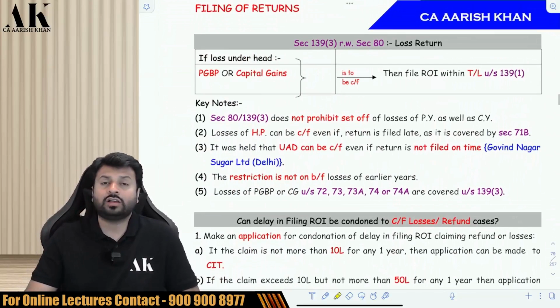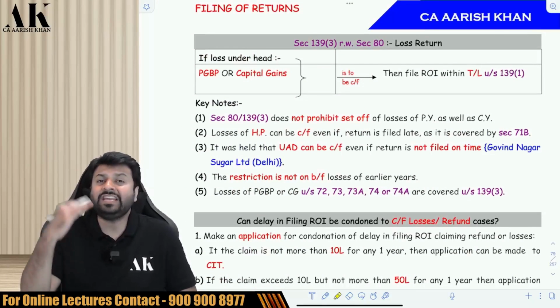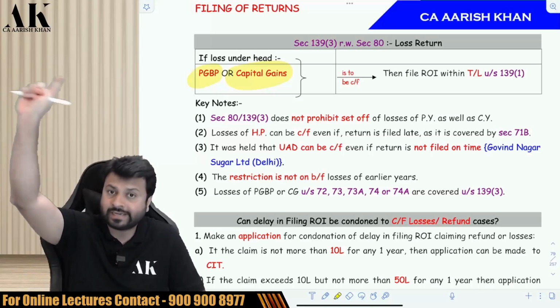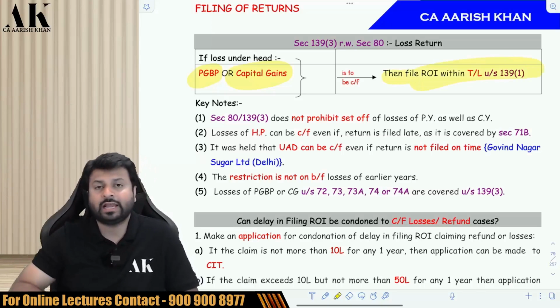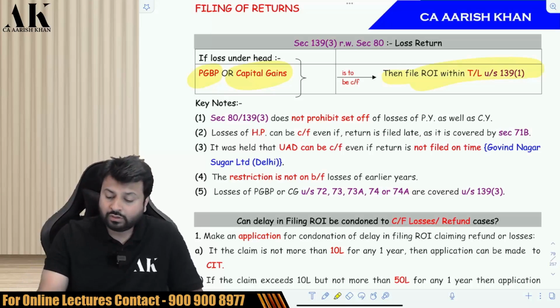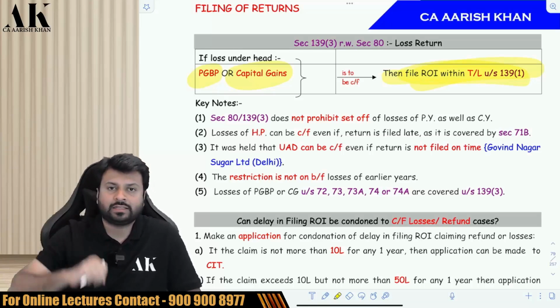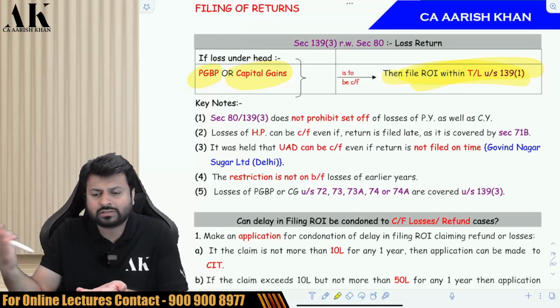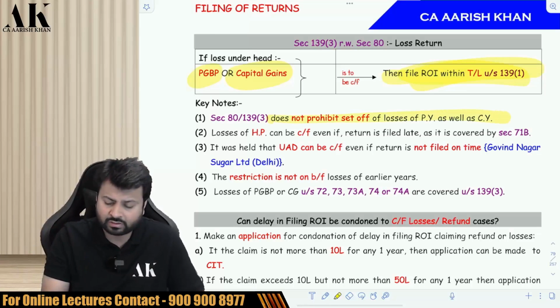139(3) will talk about loss return. If you want to carry forward a business loss or a capital gain loss, you want to carry forward and set off in next year, then file the return on time. File the return on time. If you want to carry forward and set off in next year, then file the return on time. Sir, what if I want to set off in the current year? If I want to set off my current year loss in the current year, then there is no need to file the return on time.